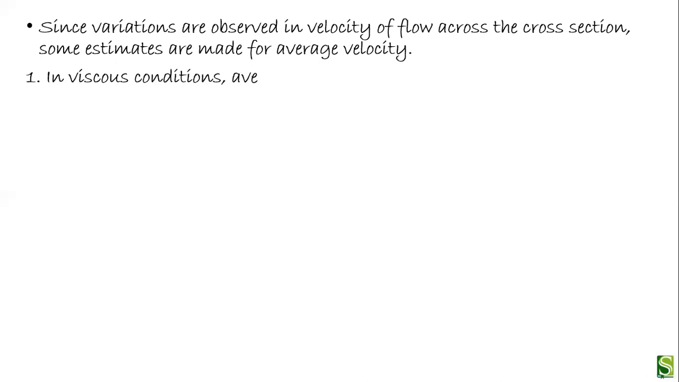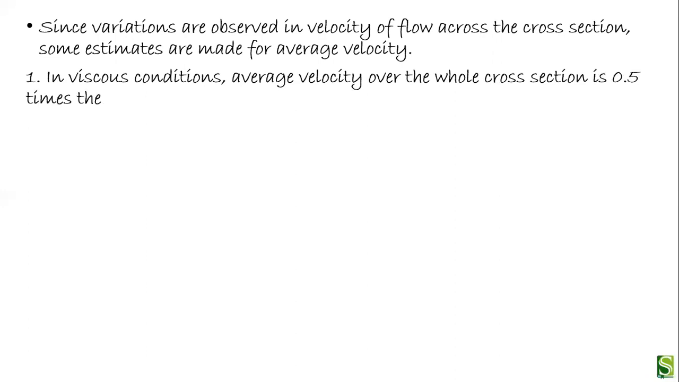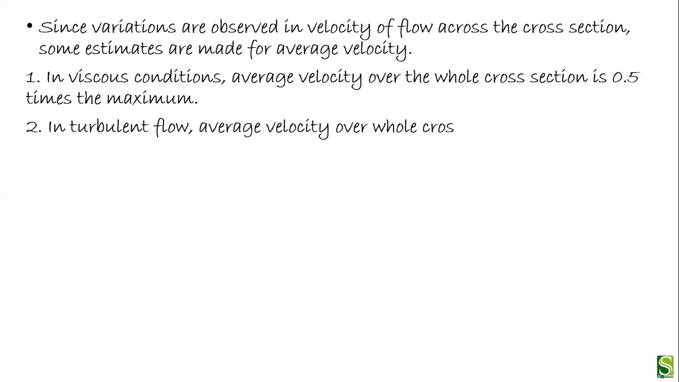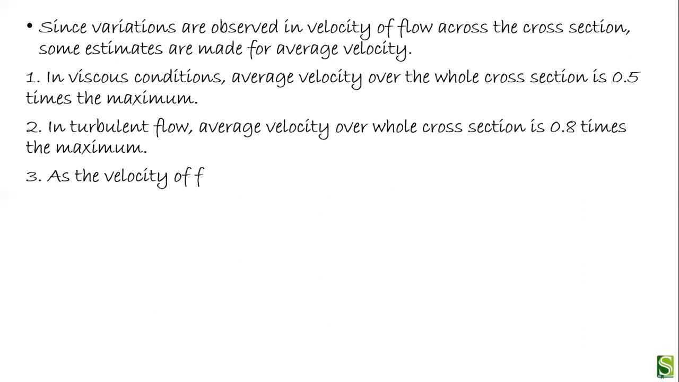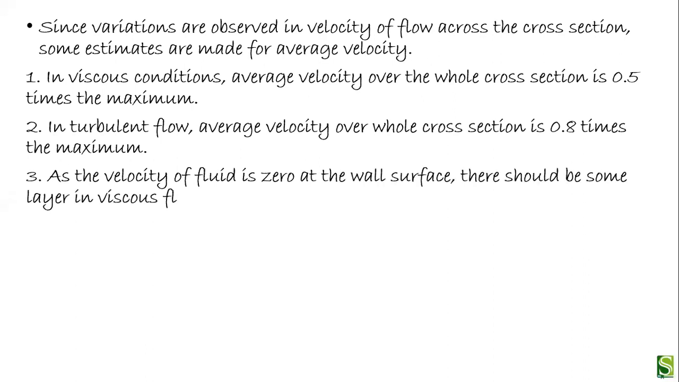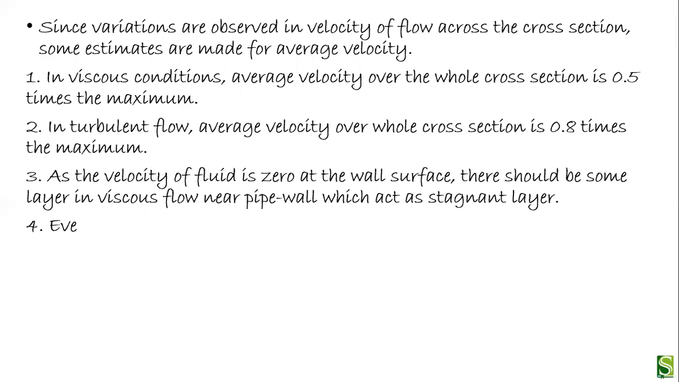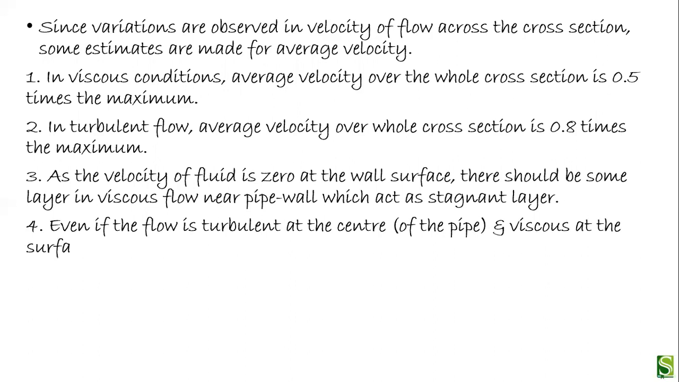What estimates are made? In viscous conditions, average velocity over the whole cross section is 0.5 times the maximum, and in turbulent flow, average velocity over the whole cross section is 0.8 times the maximum. As the velocity of the fluid is zero at the wall surface, there should be some layer in viscous flow near the pipe wall which acts as a stagnant layer. Even if the flow is turbulent at the center of the pipe and viscous at the surface of the wall, a buffer layer is present between the turbulent and the viscous flow layers.